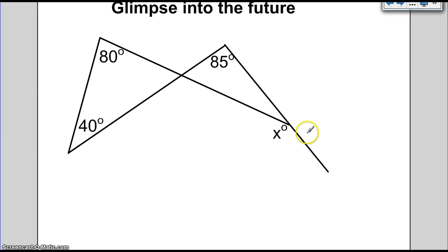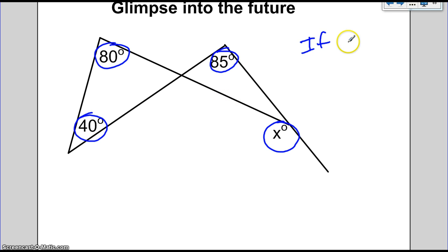You're going to be able to solve what x is. If I know 80 is this and 40 is that and 85 is that, then, I'm just going to say given, then x is equal to what? So that's my conditional statement for now, and later on you'll be able to solve this problem. Alright.